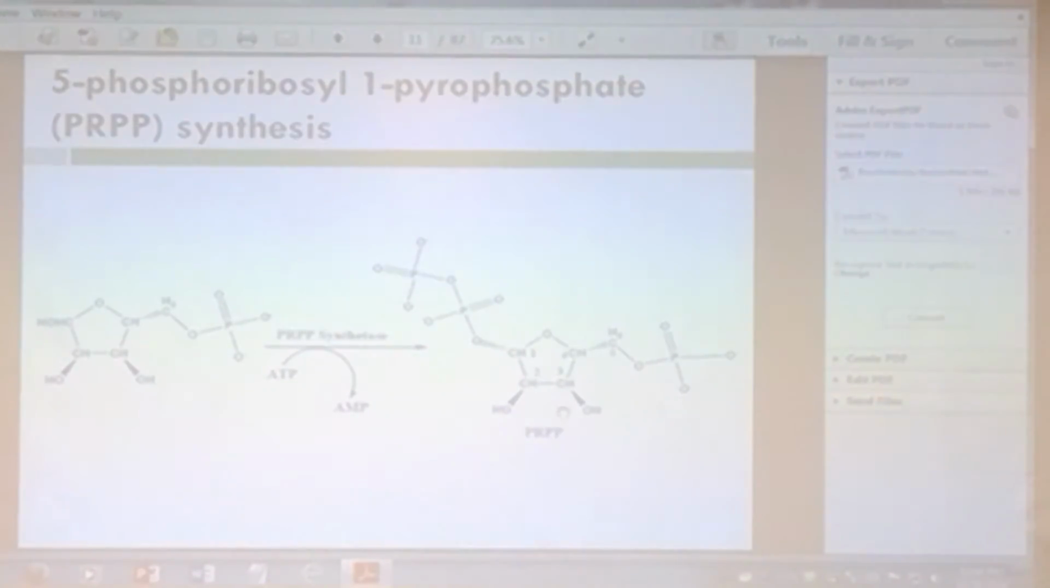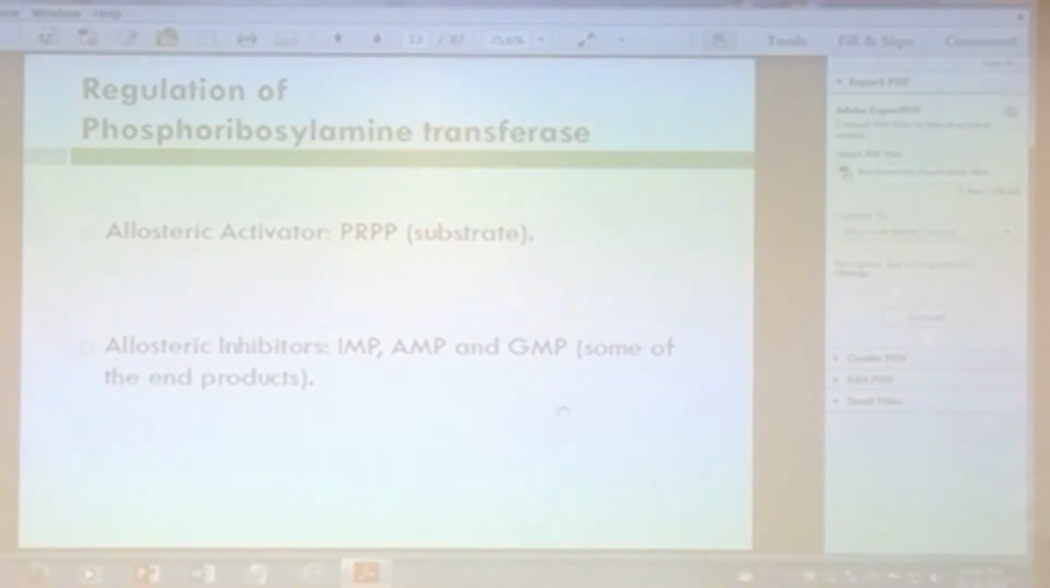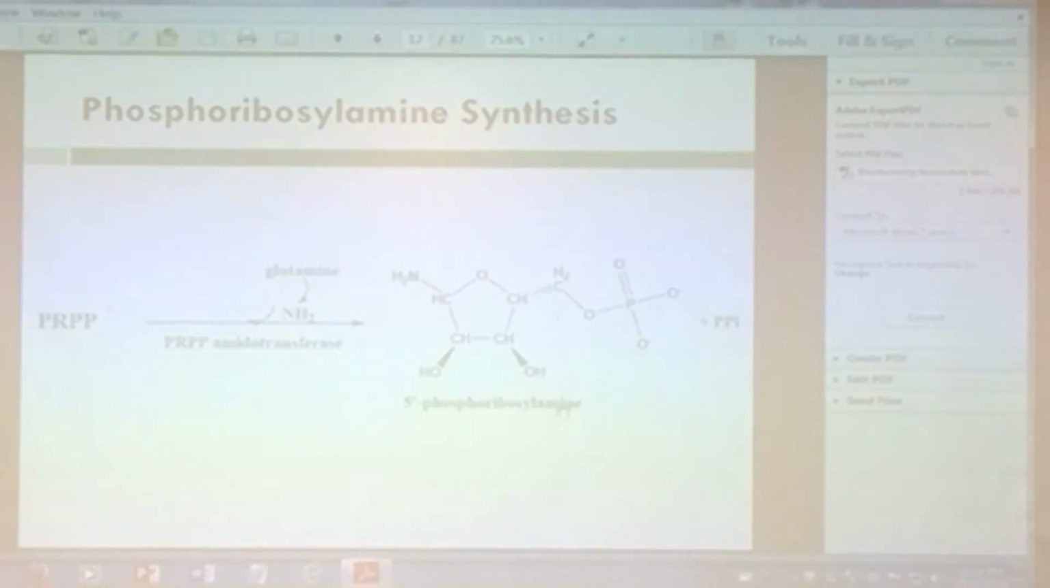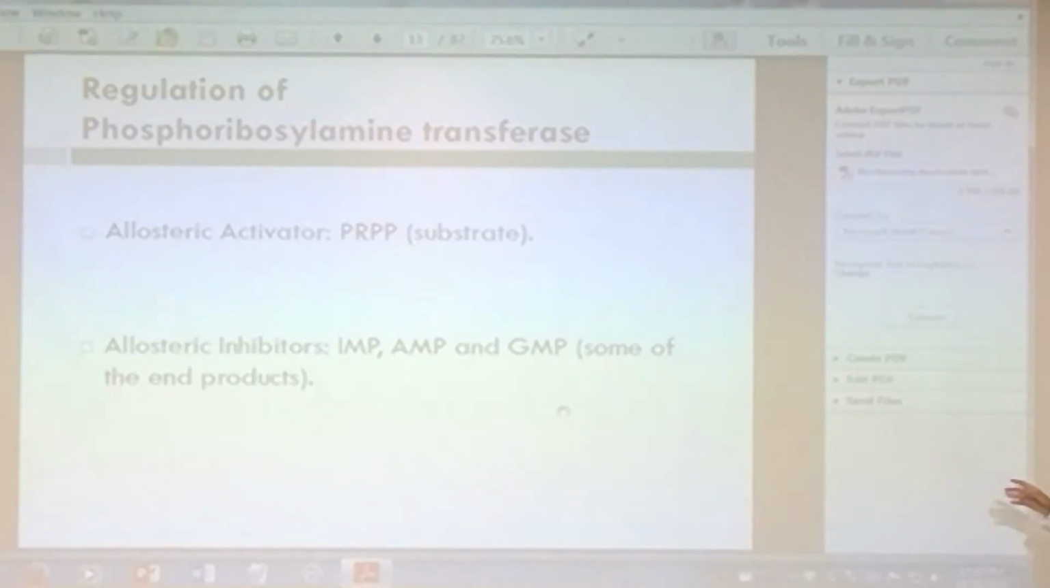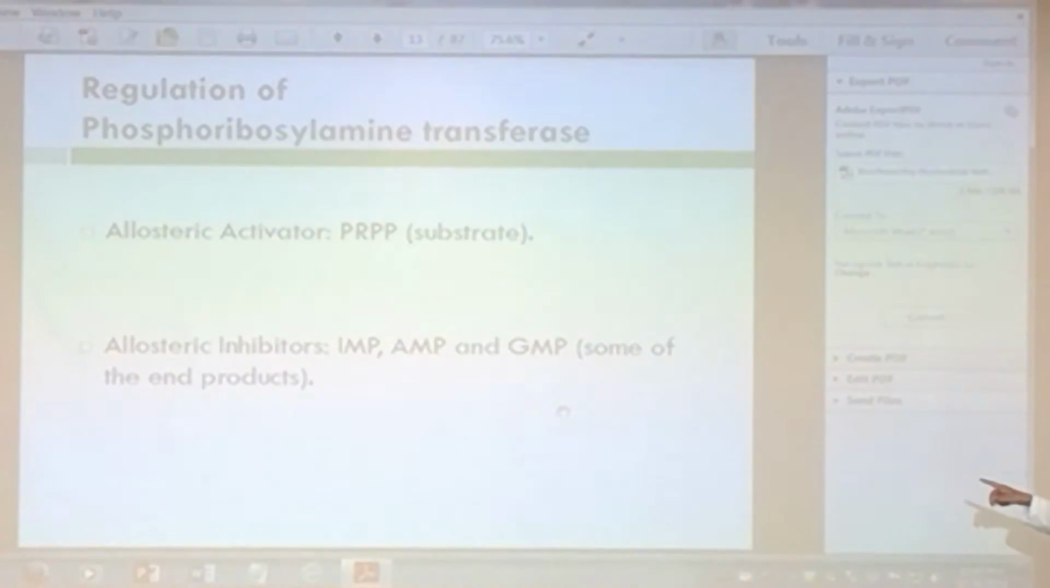Okay, so from PRPP, that's PRPP synthetase, and PRPP is converted into 5'-phosphoribosylamine, and once you have phosphoribosylamine, you can construct the purine ring on top of the ribose, right? Okay. PRPP amidotransferase is the enzyme, glutamine is the amino donor. And this enzyme is highly regulated. The PRPP, that's the substrate, forward activation. And then the products like IMP, AMP, GMP, those are inhibitors, shutting the synthesis off.